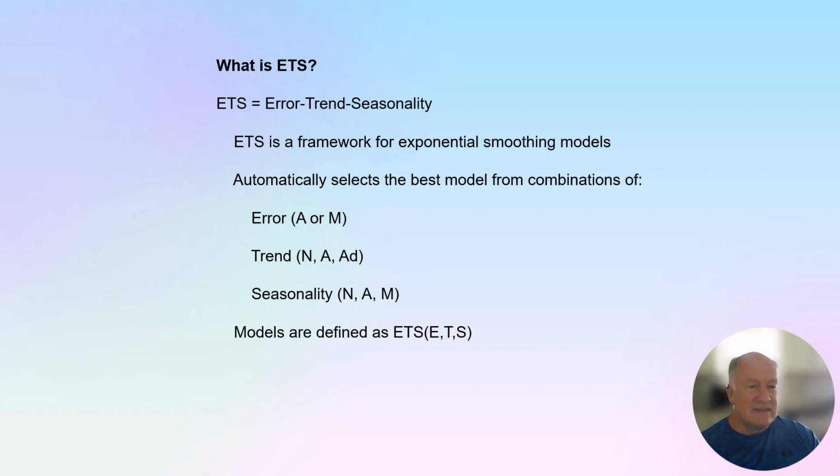So if we look at what is ETS, it's the error, trend, seasonality, and it's a framework for exponential smoothing models. And it can automatically select the best model from combinations of error, which is additive or multiplicative, and trend, which is none or additive drift, and seasonal, which is none or additive or multiplicative. And the models are defined in ETS as ETS(E, T, S).